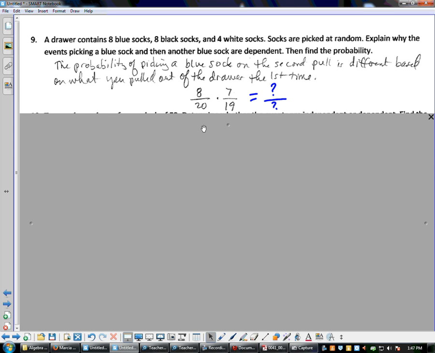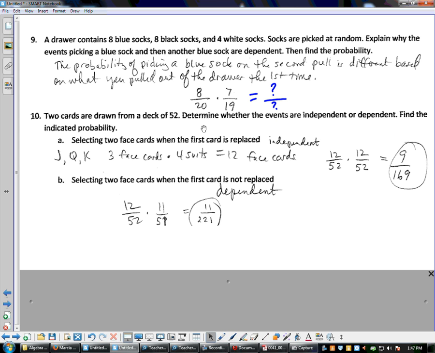Okay. For number 10, it says 2 cards are drawn from a deck of 52. Determine whether the events are independent or dependent and find the indicated probability. Selecting 2 face cards when the first card is replaced would be independent. So a jack, a queen, a king, those are your face cards.